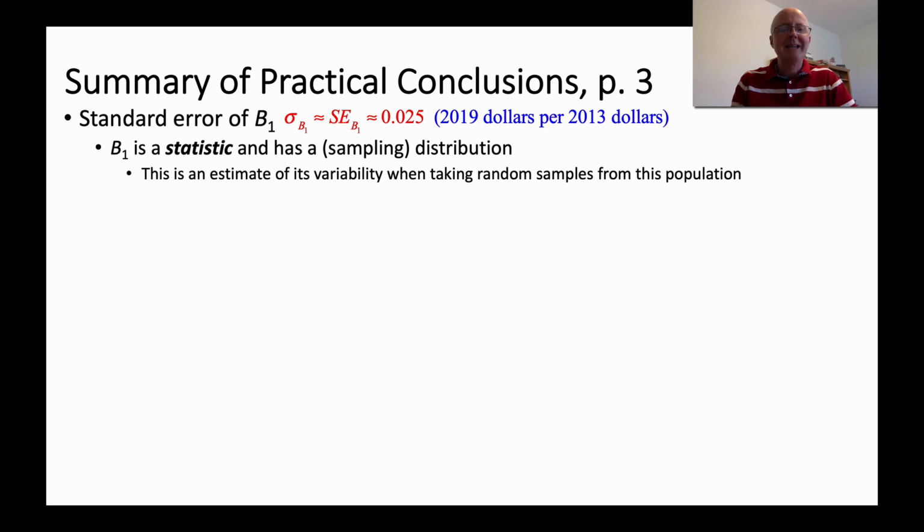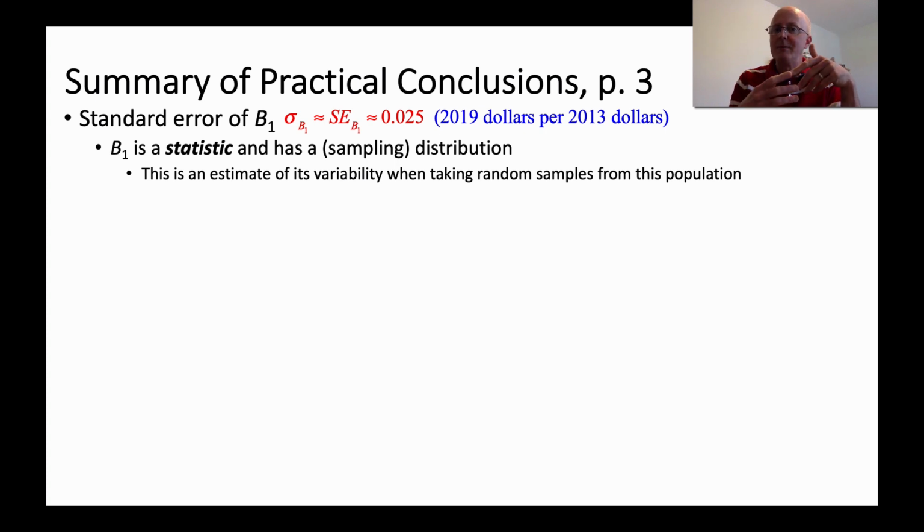What does it mean? It's an estimate of the variability when taking random samples from this population. In other words, if we took many, many random samples of the same size, in this case n, actually I forgot what n was. N was the number of data points. It might have been like 14, I think. Yeah, I guess it was 14 because it was the Big 10, which is 14 schools right now.